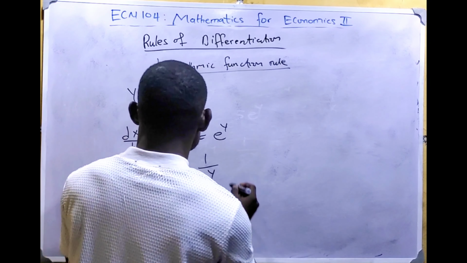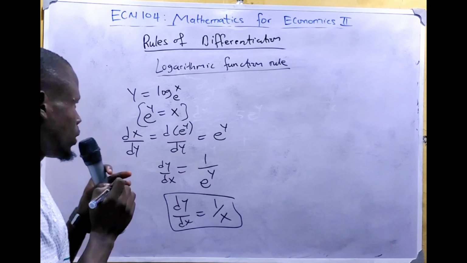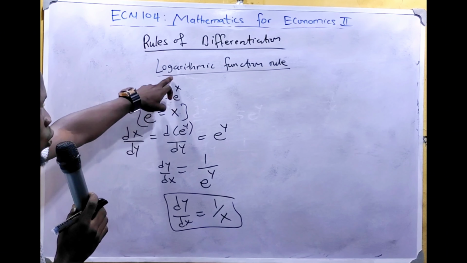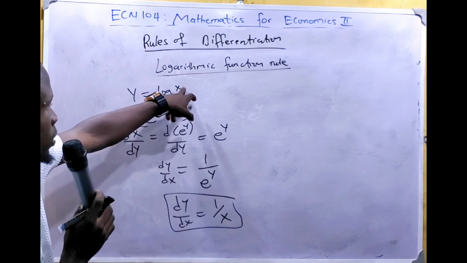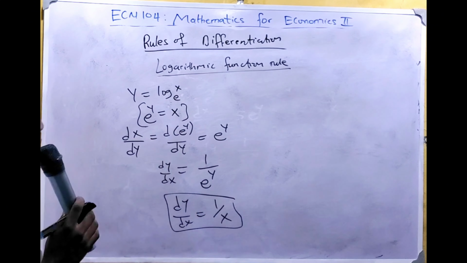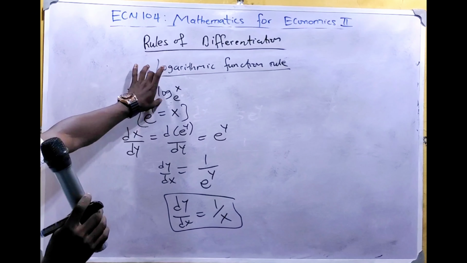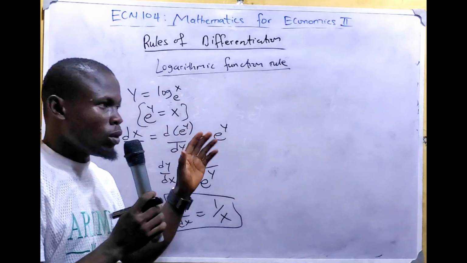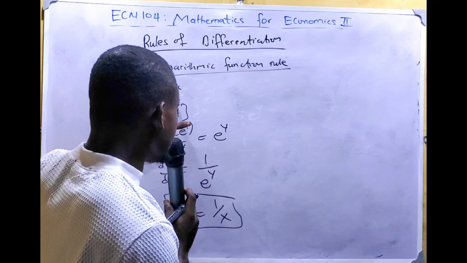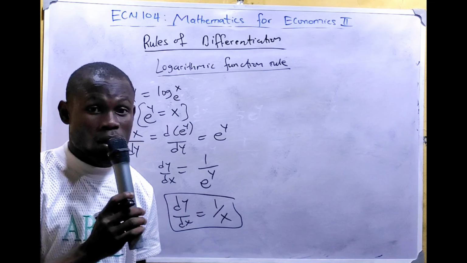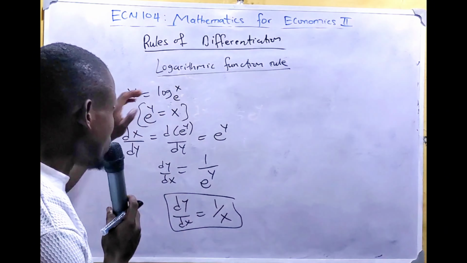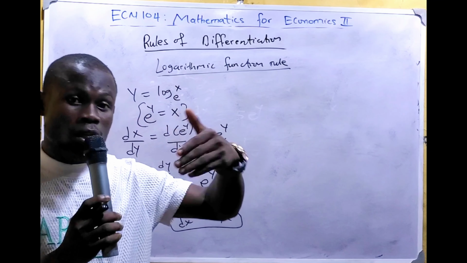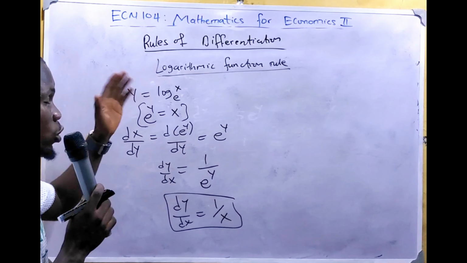So from here, the derivative of a logarithmic function is simply 1 over the number that the log is being taken of. This is the natural log. Logarithm to base e is the natural log, and the derivative of logarithm to base e will give us 1 over the number you put into that natural log. That's what the logarithmic function rule is saying.